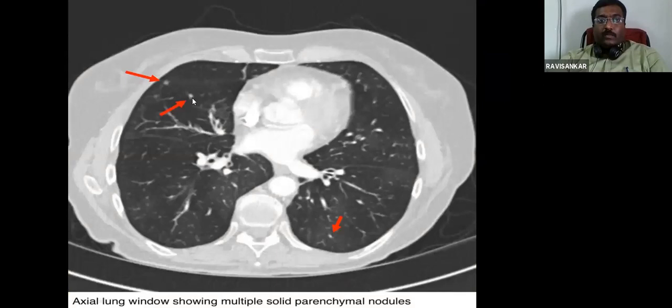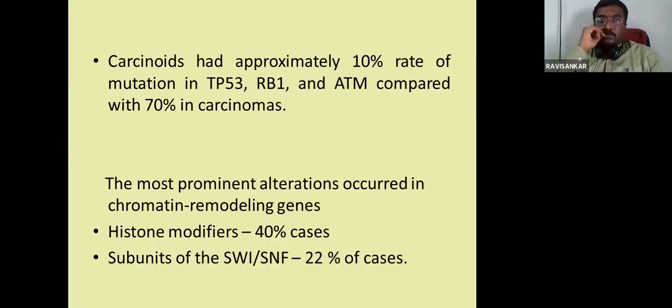You can have... so usually these aggressive genes like TP53 and RB1 are not commonly seen in this type of carcinoid tumors. Usually, the histone modifiers are not commonly seen in carcinoids.